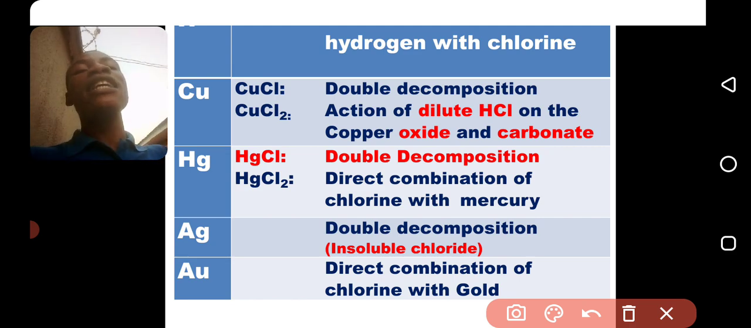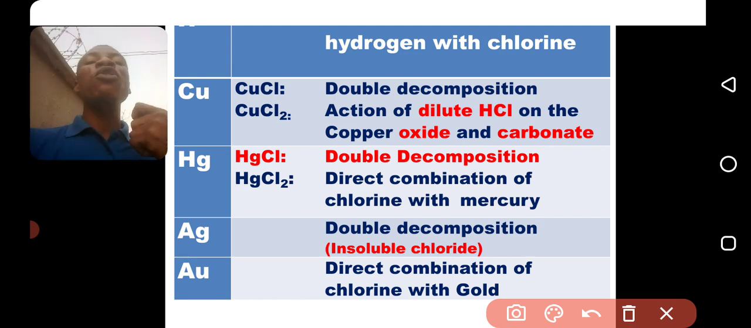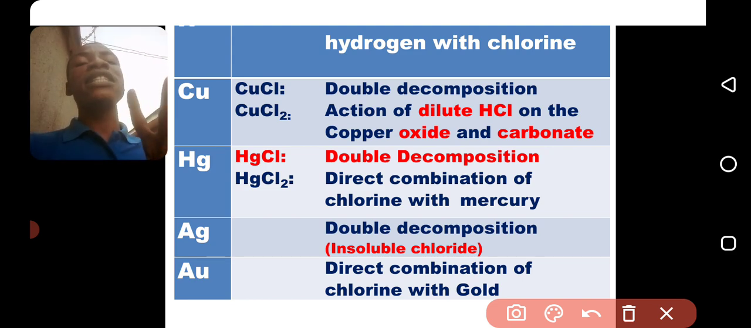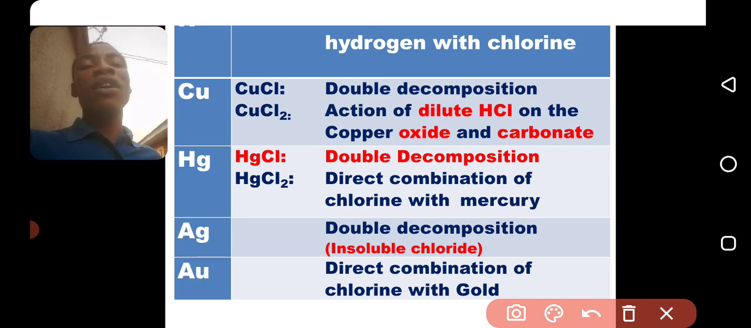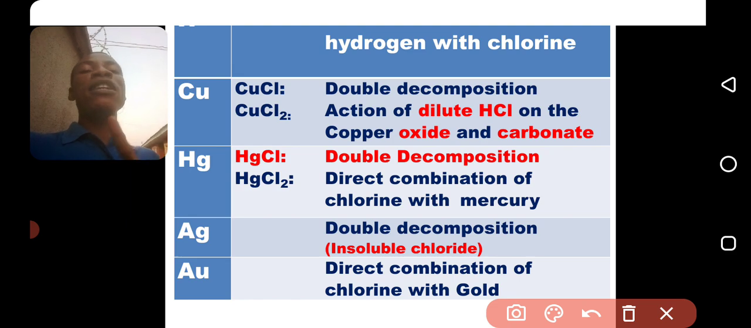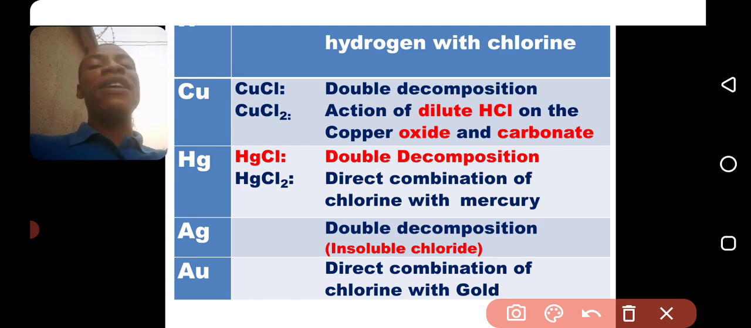Silver chloride is an insoluble salt, so you prepare silver chloride by double decomposition, or if you like, by precipitation. Don't forget that in double decomposition you get the salt of the metal that is soluble and the salt of chlorine that is soluble. Dissolve them in water separately and mix them. Then the compound you are looking for will come out as a precipitate. That is what you call double decomposition. You mix aqueous solutions of the salt of the two elements together to give you the precipitate.